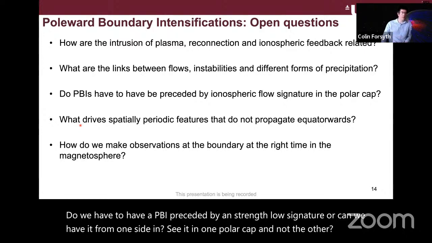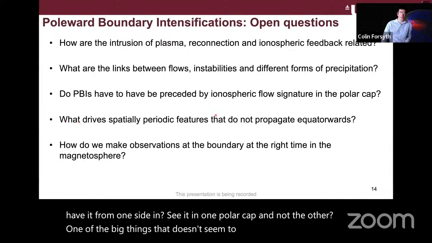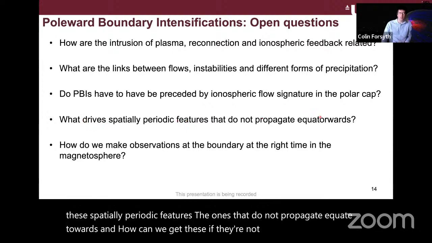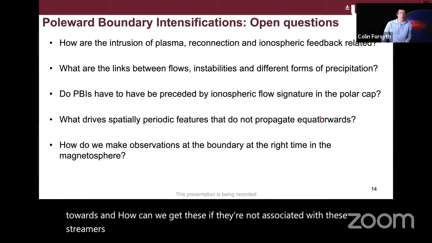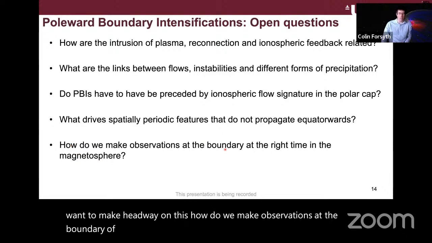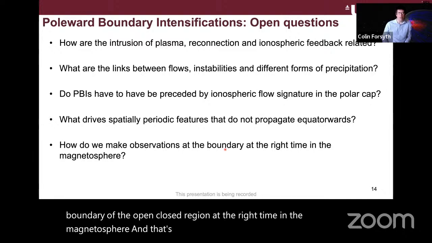One of the big things that doesn't seem to have been addressed is these spatially periodic features, the ones that do not propagate equatorwards. And how can we get these? If they're not associated with these streamers, then what's the thing that causes those? And then finally, if we want to make headway on this, how do we make observations at the boundary of the open-closed region at the right time in the magnetosphere? And that's a very difficult thing to get done right.